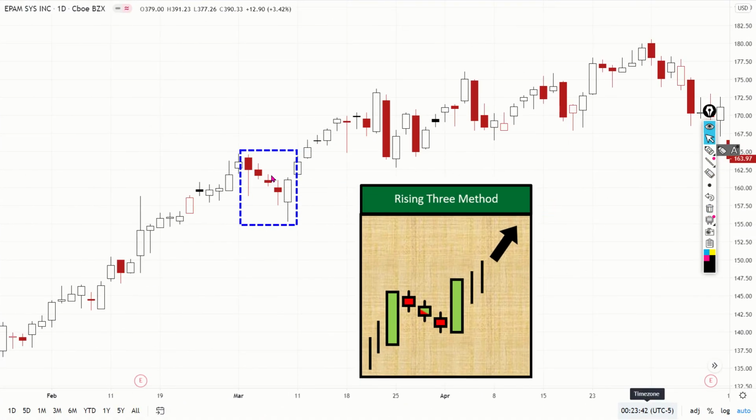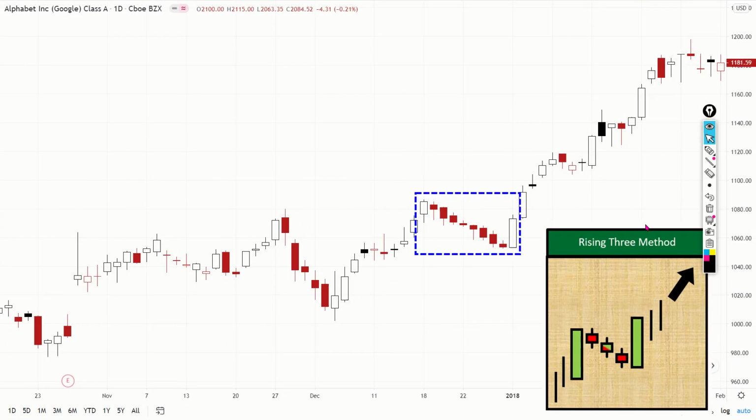Right here, again, EPAM, rising three methods, price resting, then bulls come in, and this closes above this candle right here. Then it starts to go upwards. All right, we couldn't find one that looks perfectly 100% the same as this one, but as long as it looks similar, right, it's not going to be 100% the same. And it could be more than three candles.